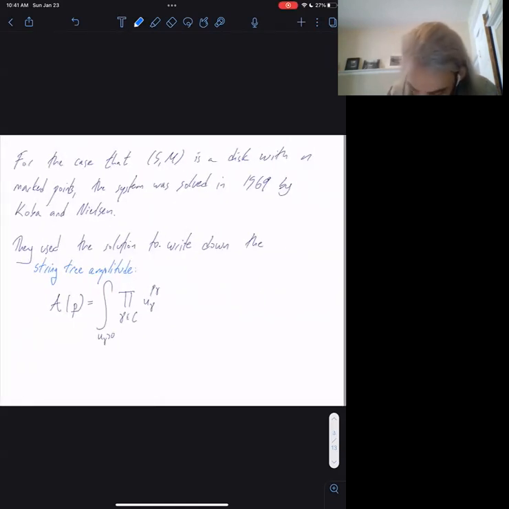So to begin with, what is the motivation? Why would we want to do this? Well, in the case that the surface and the set of marked points is just a disk with marked points on the boundary, then this system was solved in 1969 by Koba and Nielsen. And they used it to write down what's called the string tree amplitude. So let me just try to say a little bit about what's going on in this formula.